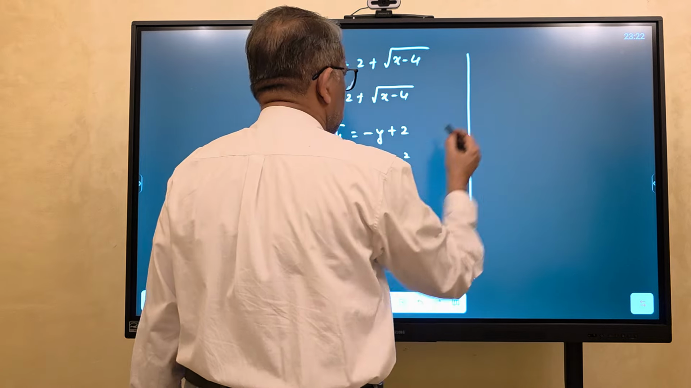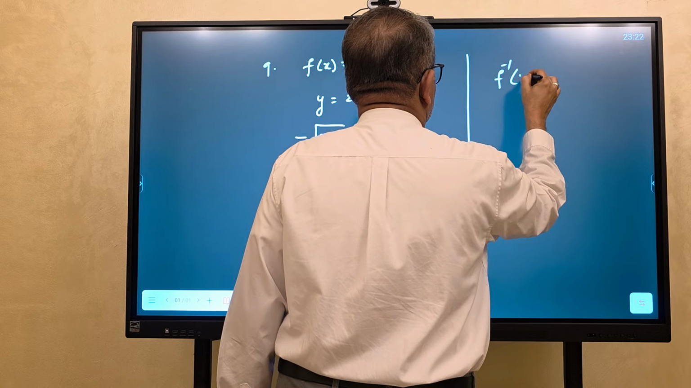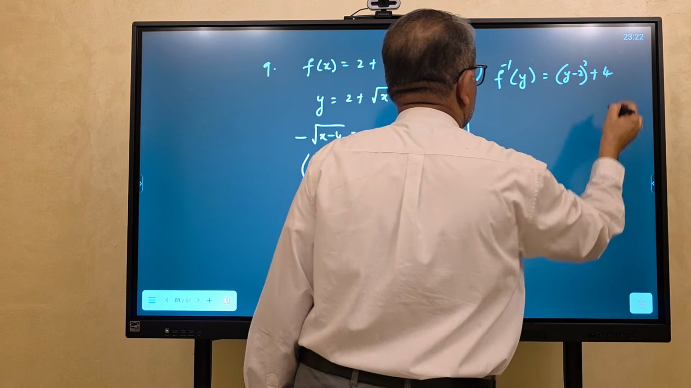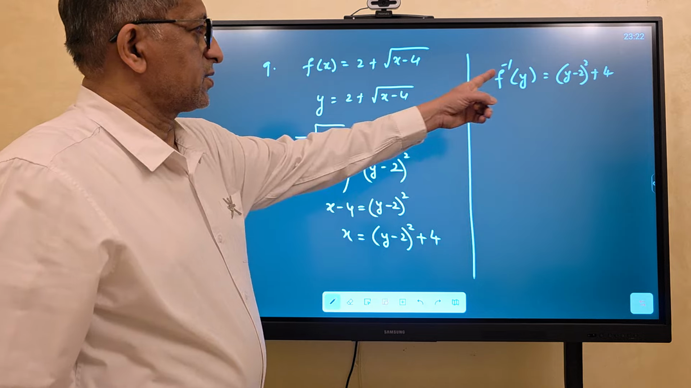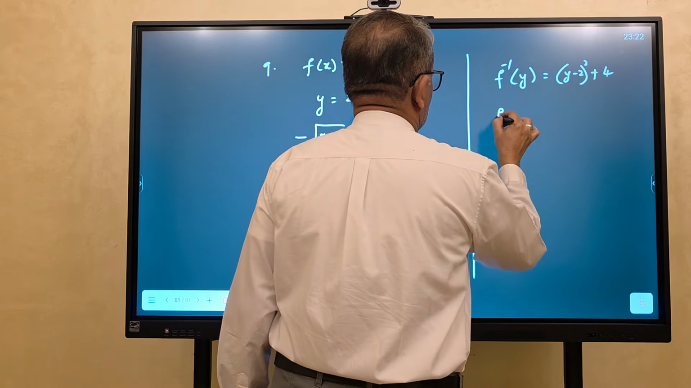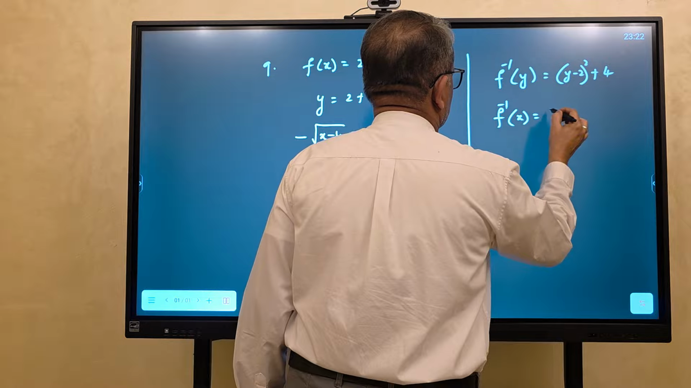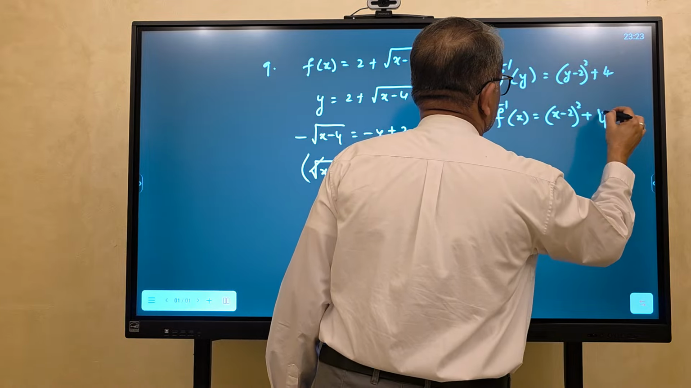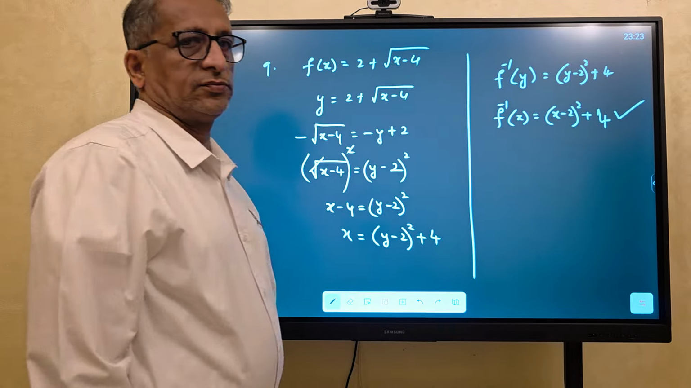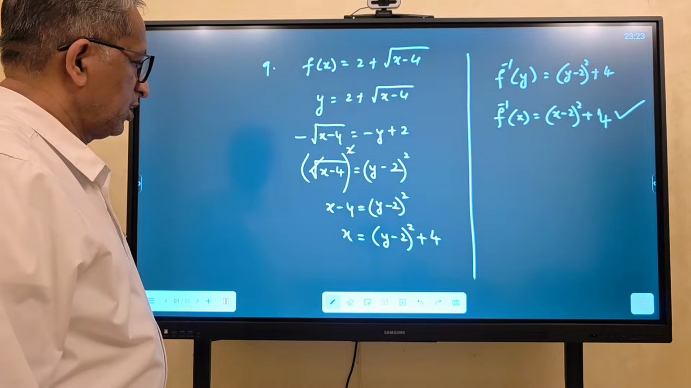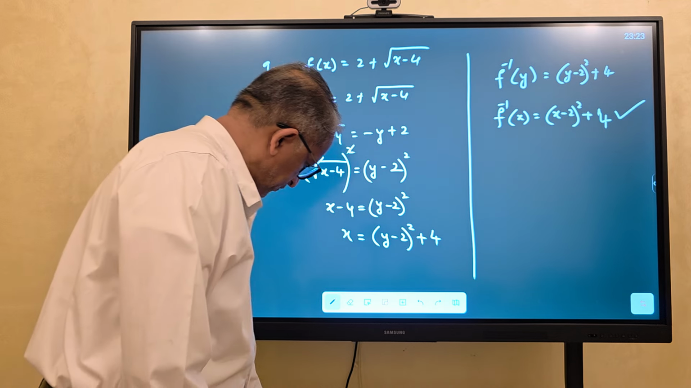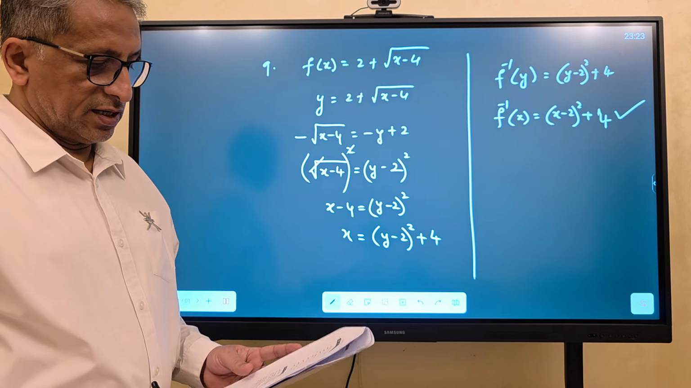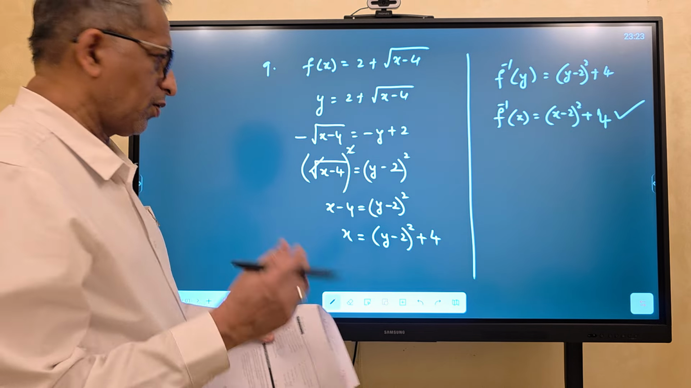Third step, f inverse of y equal to (y minus 2) squared plus 4. Replace y by x: f inverse of x is equal to (x minus 2) squared plus 4. Answer. So this is how we find the inverse of a function. So that's the end of exercise 10.3 or 12.3.